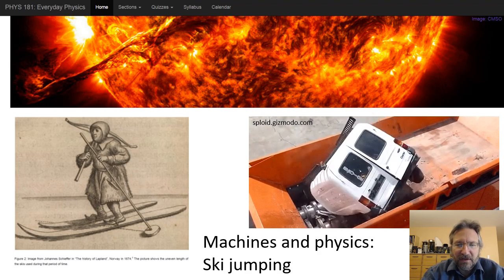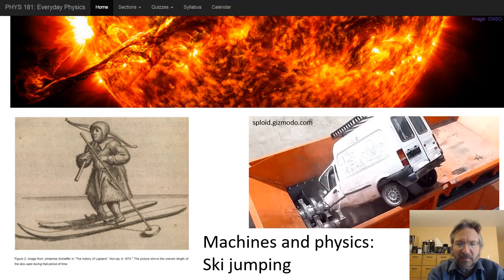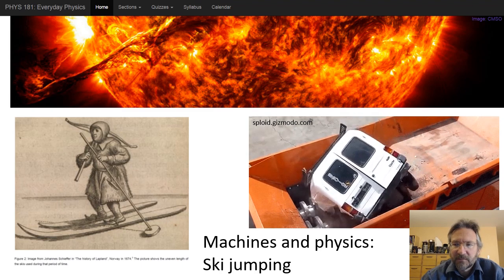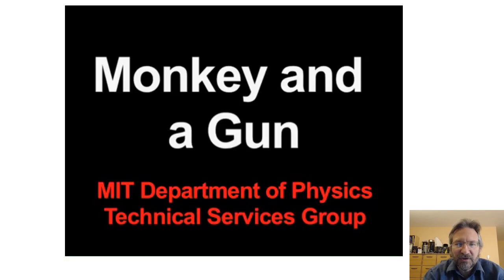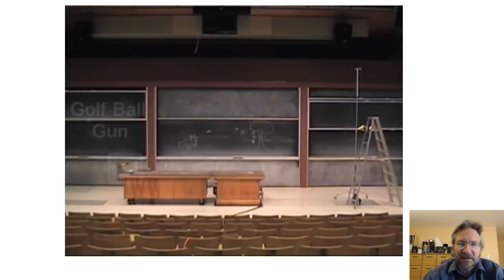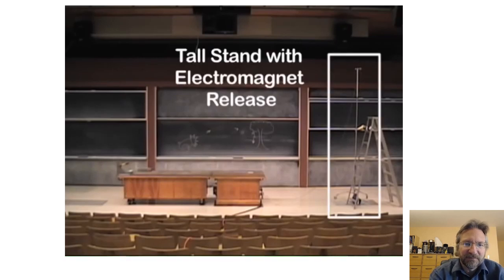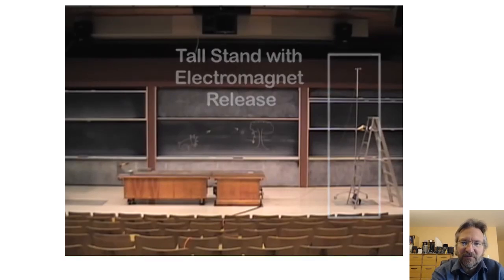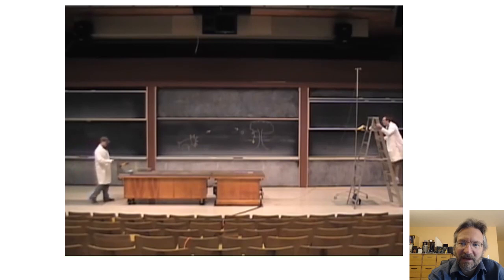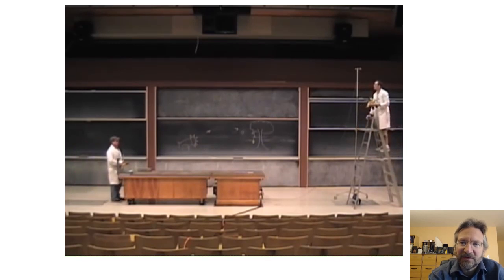Hi, in this video I'm going to talk about ski jumping. To introduce that, I want to start with the monkey and a gun. So I'll let you watch the video, and it's essentially you have a golf ball which is in a rocket, and then you have sort of a monkey which will be attached over here. And this guy will basically use this golf ball to try to shoot the monkey.